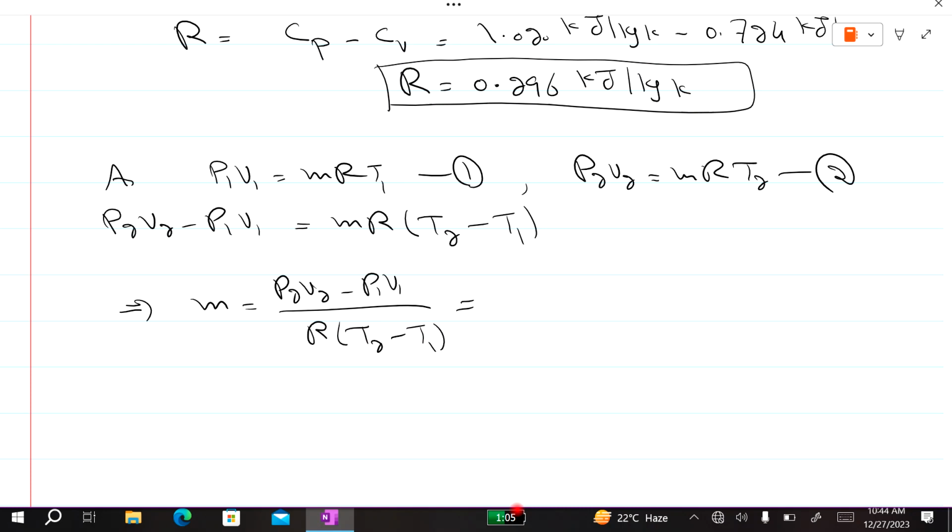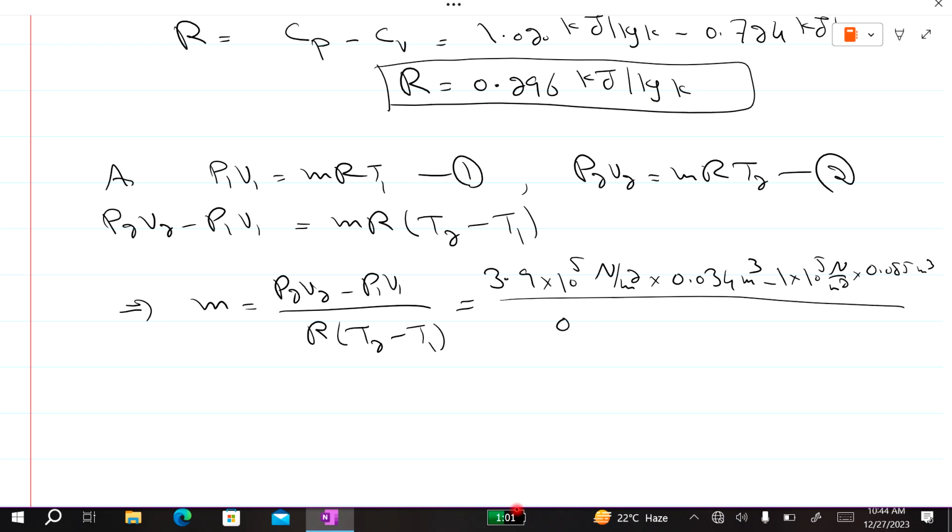The value of P2 is pressure 3.9 bar. Convert this into Newton per square meter by multiplying by 10^5. The value of V2 is 0.034 cubic meter, minus pressure P1, which is 1 bar, 1 multiplied by 10^5 Newton per square meter. The value of V1 is 0.085 cubic meter, divided by R. The value of R is 0.296 kilojoule, that is 10^3 joule per kilogram per Kelvin. I write here Newton meter instead of joule, per kilogram per Kelvin, and T2 minus T1 is 146 Kelvin.